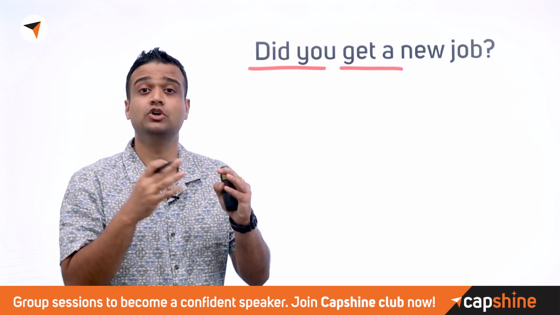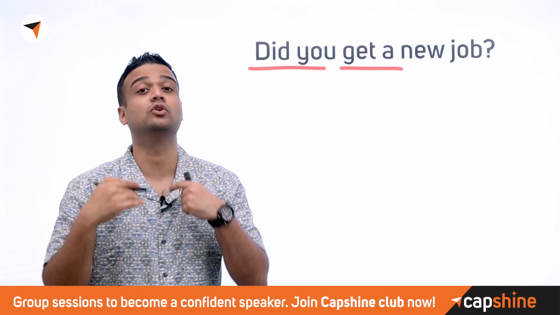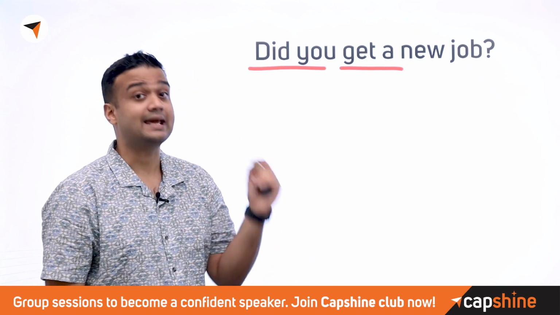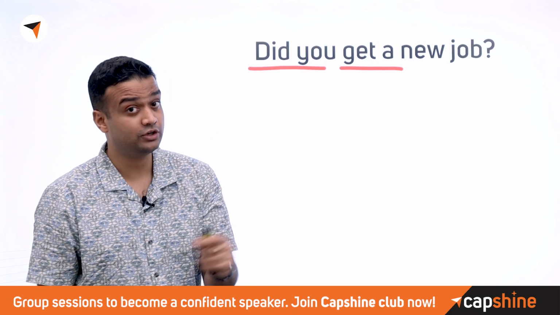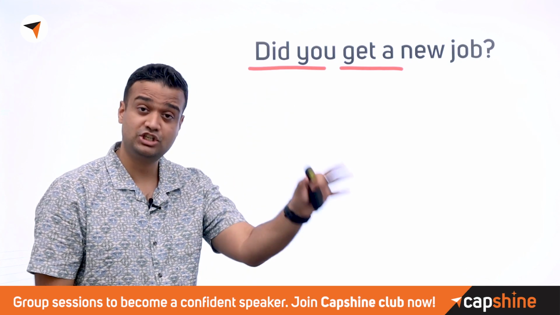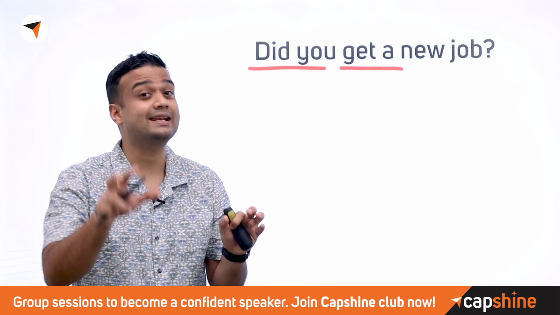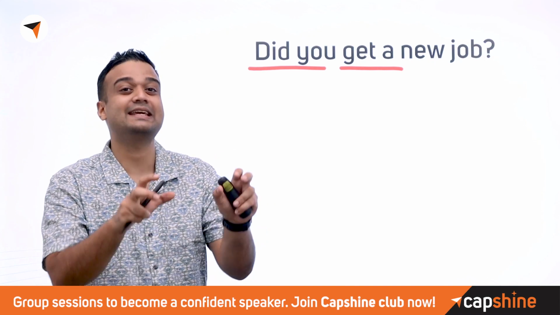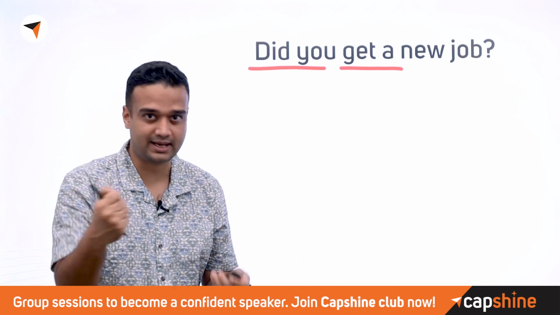It doesn't sound like "did you get a new job." Instead, it will roll. Did you? Did you get a new job? Did you get a new job? Notice how "did you" is one sound and "get a new job" is another sound, right? So this is linking and connected speech in action.